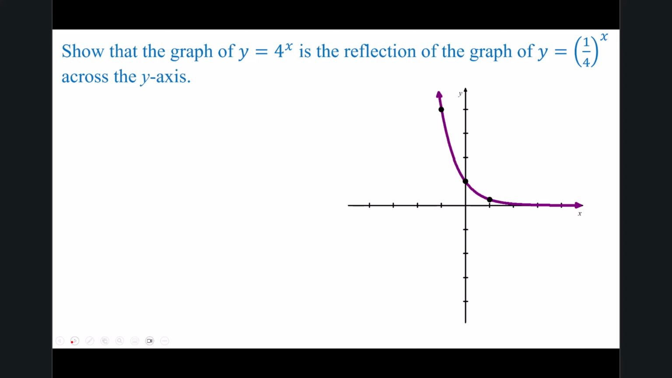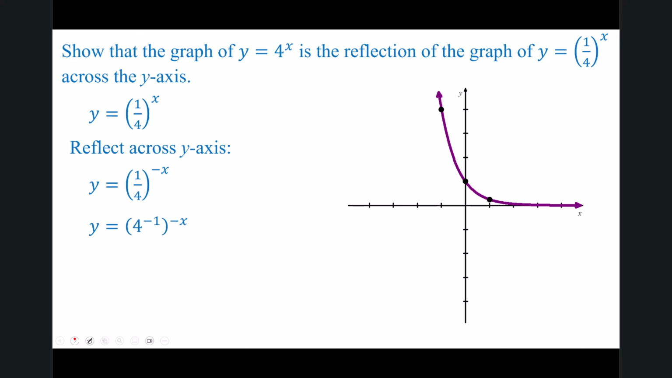Show that the graph of y equals 4 to the x is the reflection of the graph of y equals 1/4 to the x across the y-axis. If we start with y equals 1/4 to the x, we reflect it across the y-axis. We have y equals 1/4 to the negative x, which I could write as 4 to the negative first power to the negative x, because 1/4 is the same as 4 to the negative first power, which is 4 to the negative first times negative x, which is 4 to the x. So if I take 1/4 to the x, that is the reflection of 4 to the x. You can see they're reflected across the y-axis.